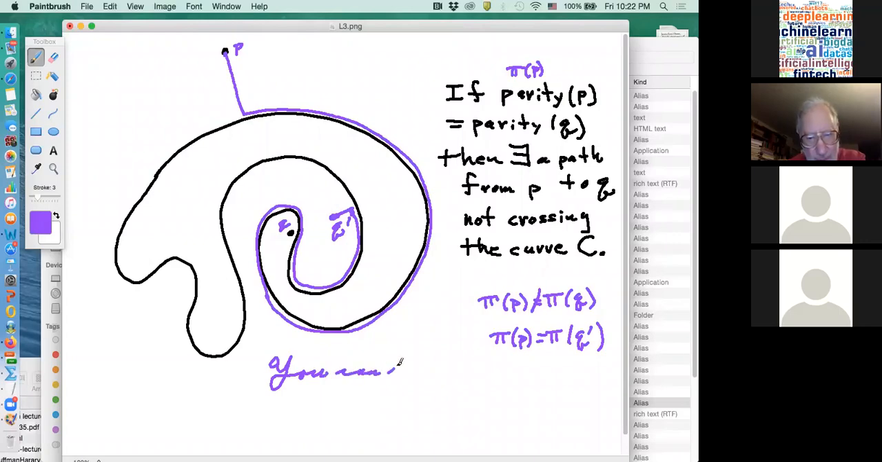You can think about the details. But I do want to show you how it's harder if the curve was more complicated, or if some other things should prevail. So let's look at some examples, and then we'll go on to the knot theory again.